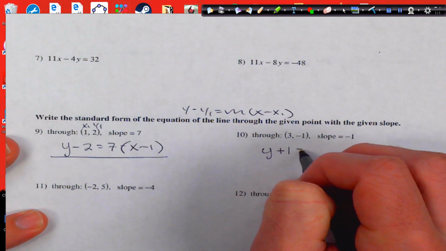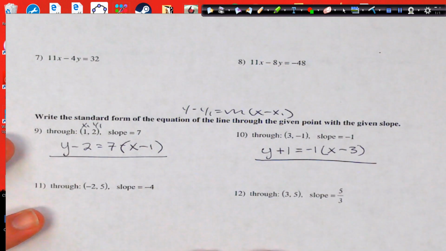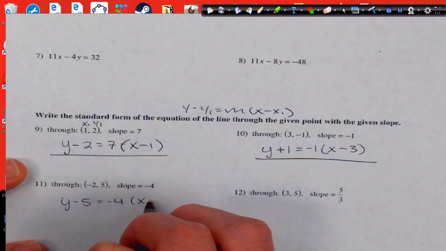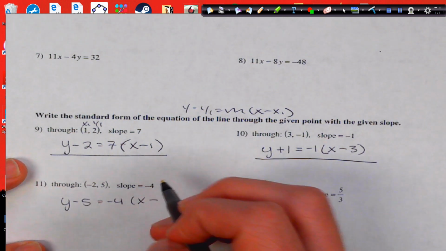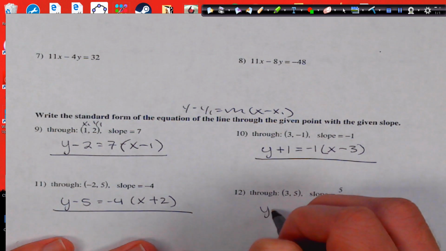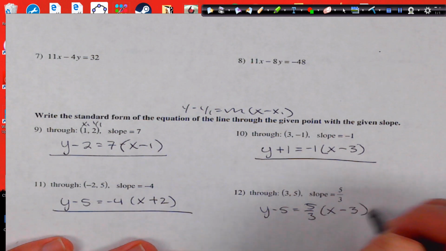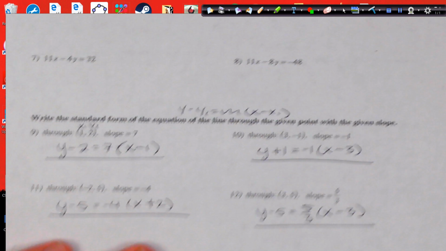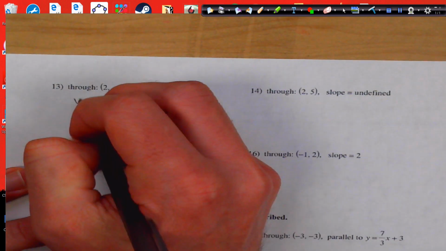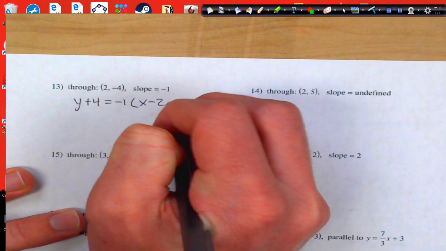That's going to make it positive. Negative 1's my slope, x minus 3. Down here we're going to get y minus 5 equals negative 4, x minus, that's a negative 2, so we're going to plug in positive 2. And we got y minus 5 equals 5 over 3, x minus 3. Y minus a negative 4 is going to become positive, negative 1, x minus 2.